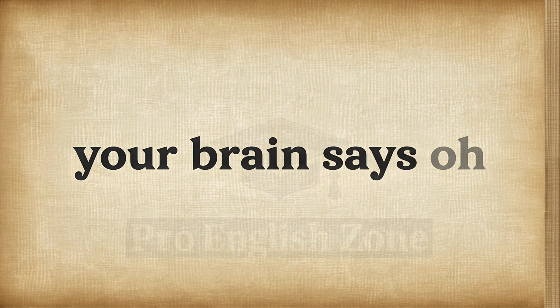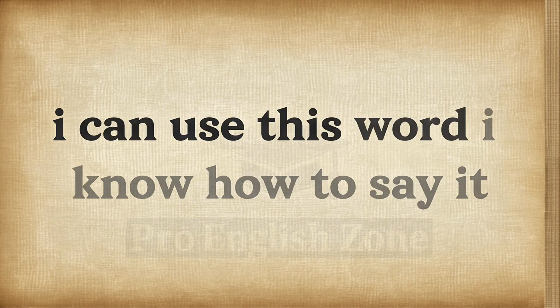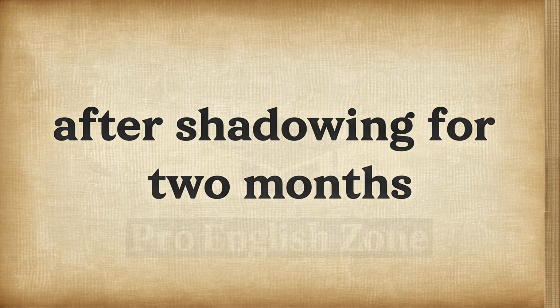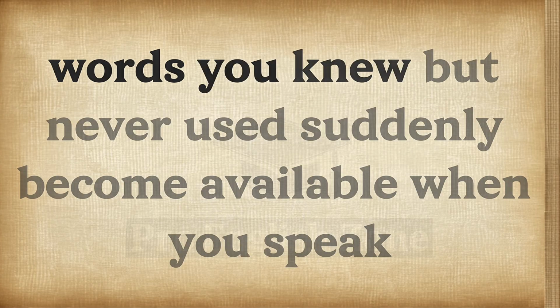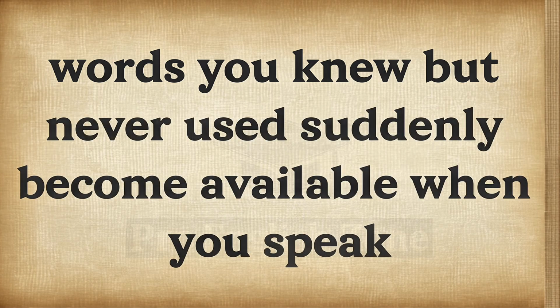Your brain says, "Oh, I can use this word. I know how to say it." After shadowing for 2 months, hundreds of passive words become active. Words you knew but never used suddenly become available when you speak.